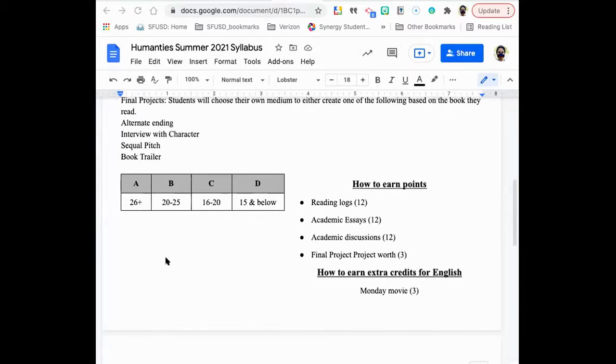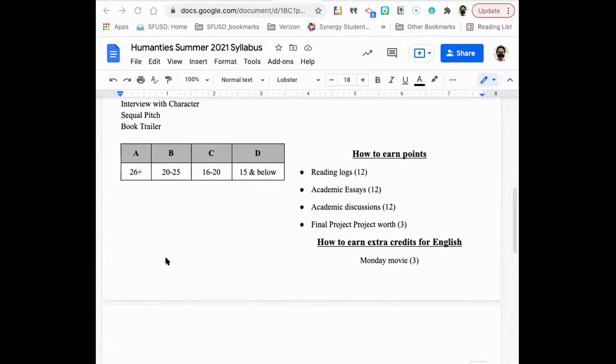This is probably the most important part. How do I earn my grade? 26 points and above is an A. 20 to 25 is a B. 16 to 20 is a C. 15 and below is a D. A D is totally fine if you do not plan on going to UCs or CSUs. CSUs or UCs will not count this as makeup credit.